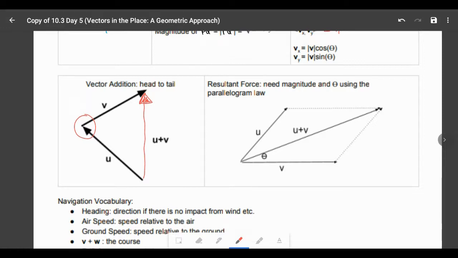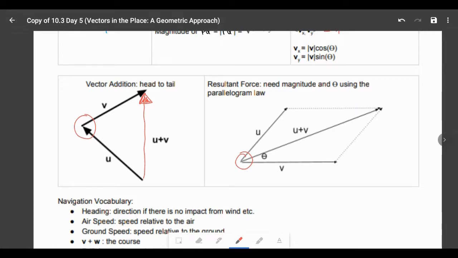But what happens when you do not have head to tail? Well, if you have two vectors where their two tails match up, so in this example over here, vectors u and v match up at their tails, what we can do is complete a parallelogram, and the diagonal from the two tails to the opposite corner is going to be our u plus v vector.